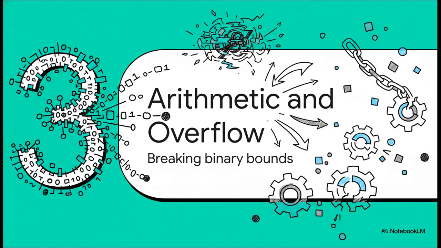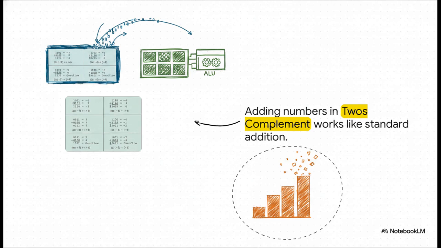Section 3. Integer arithmetic and overflow. Breaking the boundaries of binary. Now, when you add in 2's complement, the process runs exactly as if the numbers were just normal, unsigned positive integers. You line them up and you add. But because our ALU relies on fixed size registers, let's say 4 bits or 8 bits, there is a hard physical limit to how massive a number can get.